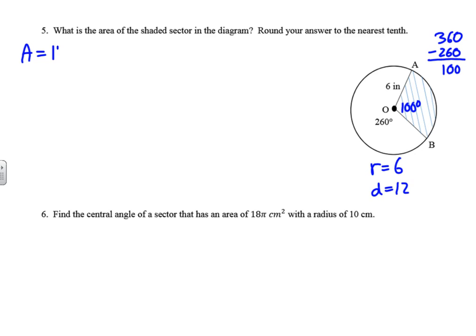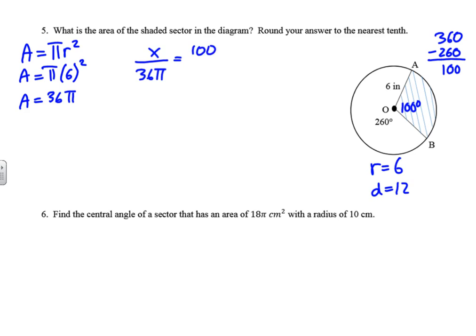So area is pi r squared, the total area of the circle. So in this case, our radius is 6. So the area of the circle would be 36 pi. Okay. So we're trying to find the shaded region. I'm going to call it x over the total area, equals 100 over 360. So we're going to just do the cross product property. 360x equals 3600 pi. Okay, we're going to divide that by 360.